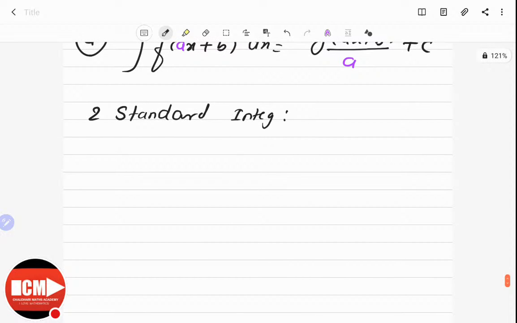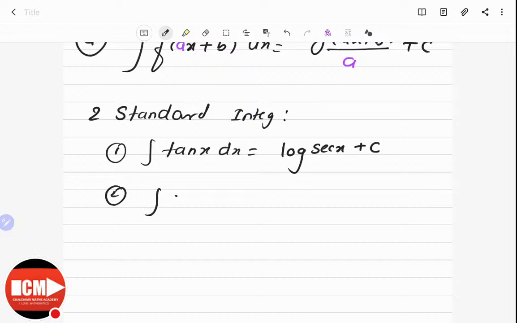So here I am listing the first one, integration of tan x. If you remember, integration of tan x was log of sec x plus c. The second one was integration of cot x, and answer for it was log of sin x plus c.